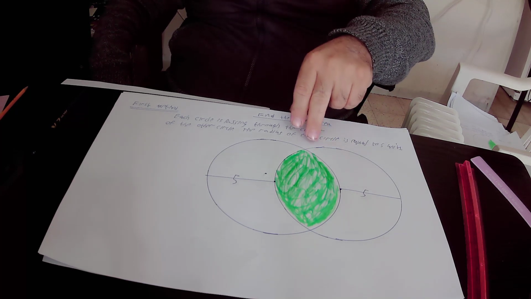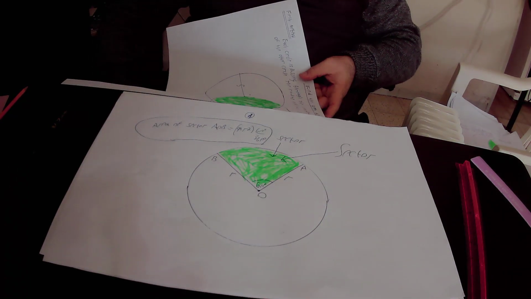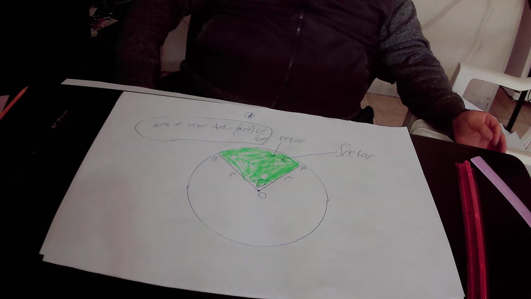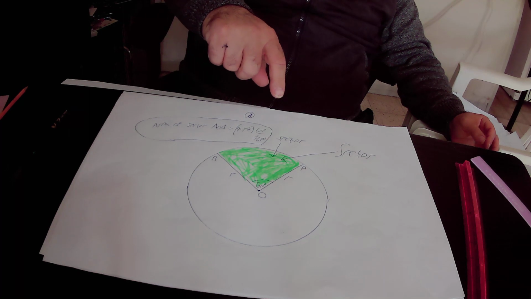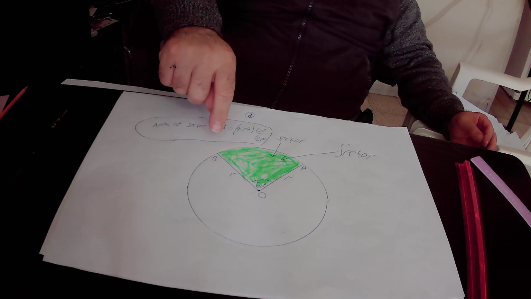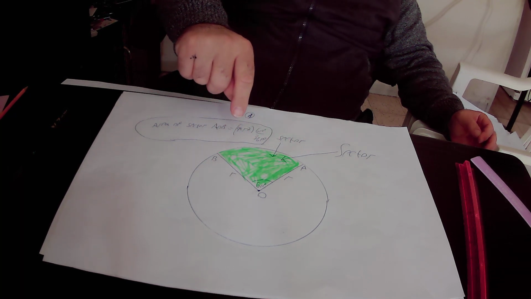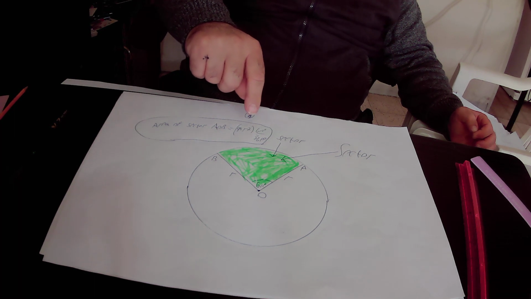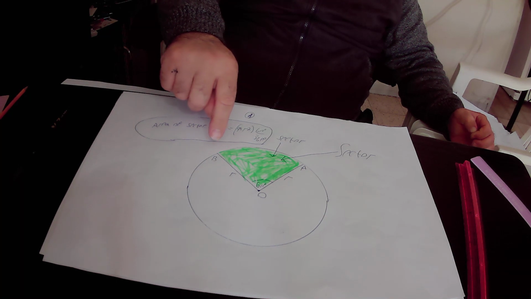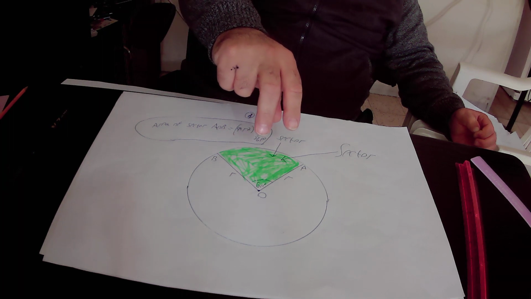But first of all, I will present to you what a sector is. A sector is the area that is bounded by the two radii and the arc that is between those two radii. The area bounded between those two radii and the arc included between them is the sector.